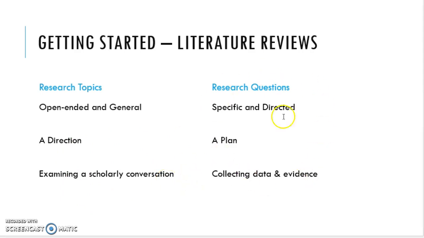In your 300 level research and writing classes and your 400 level research and writing classes, you would be able to use this information in order to construct a more specific and directed research question. This kind of question doesn't just give you a direction, but it gives you a plan that allows you to collect data and evidence in order to investigate on your own some aspect of the topic that you're interested in.